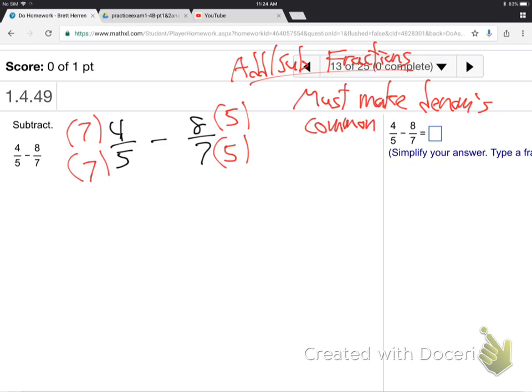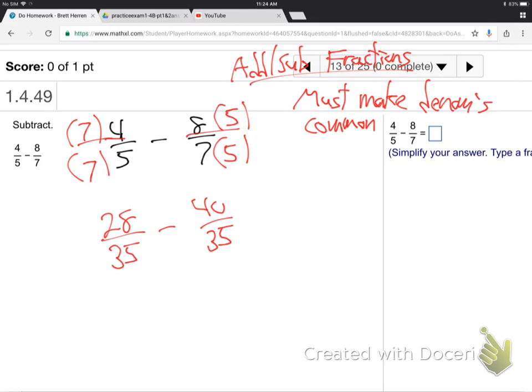I always call it plastic surgery just to help people remember. We're removing the wrinkles. We're giving the fraction a new look, but it's the same as it always was. So it's 28/35. Now it's 40/35. Again, you can use calculators if you're rusty on some of those times tables, 4 times 7 and 5 times 8.